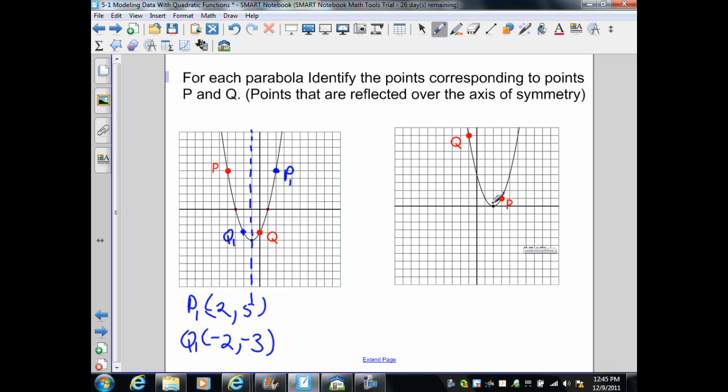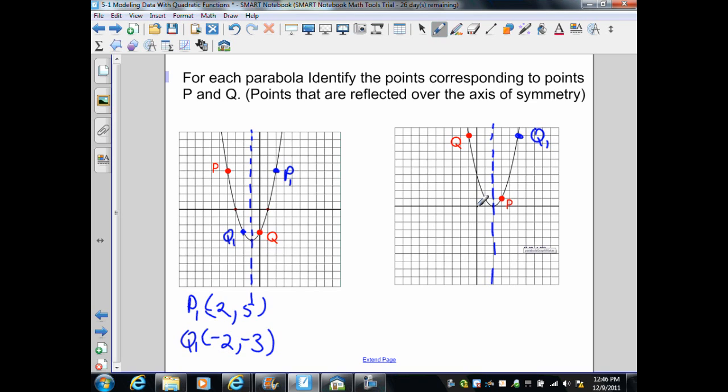Our next example, again, I can have an axis of symmetry that intersects my vertex. Recall the points are equidistant, or the same units away, from the axis of symmetry. Here I have Q. Q is 1, 2, 3 units away. So Q sub 1 would be located 3 units away.